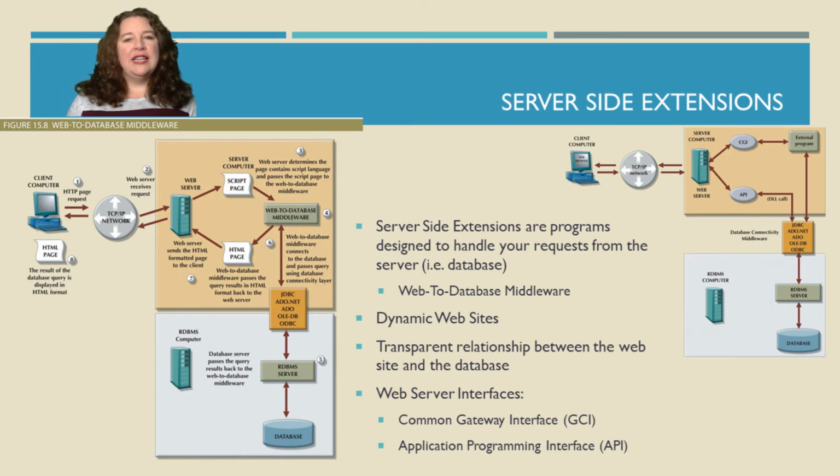So your client's hanging out over on their client side. They're going to make a request to your website. They're going to go through the TCP/IP network, and they're going to get over to your web server. This is where the middleware starts. The web server is going to take that scripting page, and it's going to go down to your server-side extensions.